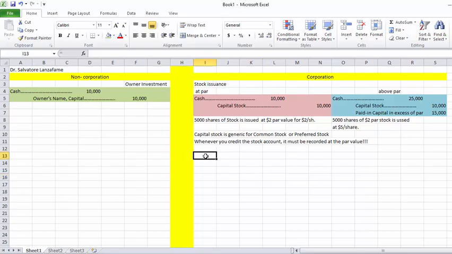All right, so let me just kind of go there for a second. So there's new equity accounts in this chapter, and we can say specifically these are new stockholders' equity accounts.